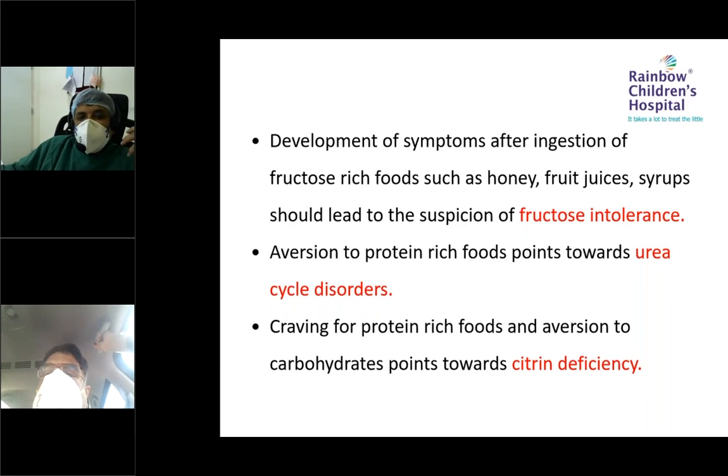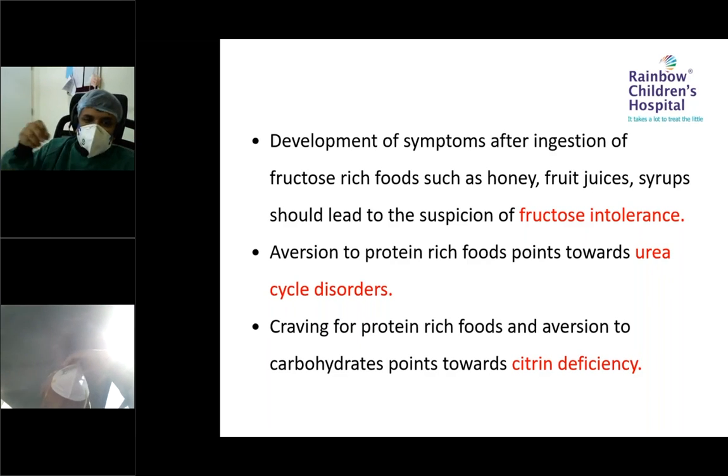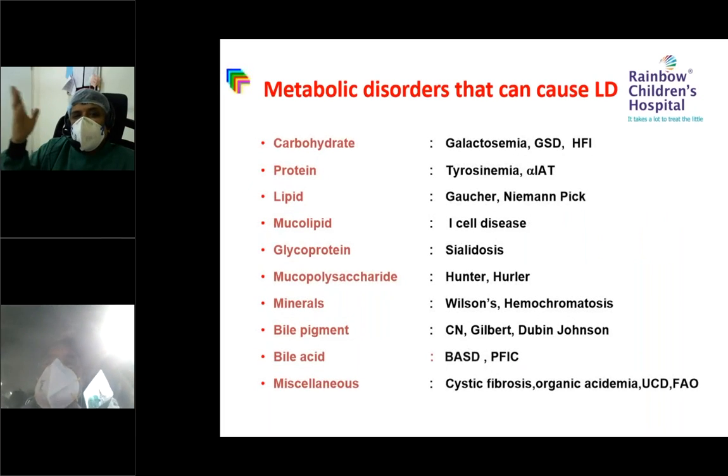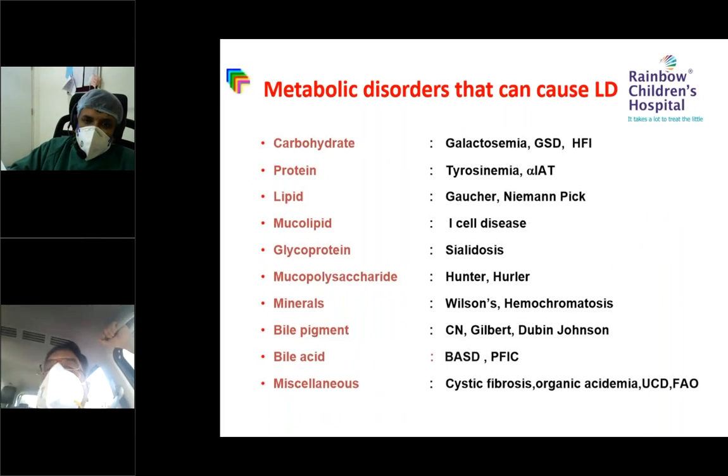Right. Second, aversion to protein rich foods may point towards a urea cycle disorder, whereas craving for protein rich foods and aversion to carbohydrates may point towards citrine deficiency. So the dietary history helps us to give a clue to specific types of inborn errors of metabolism. Now, what are the metabolic disorders that can cause liver disease?